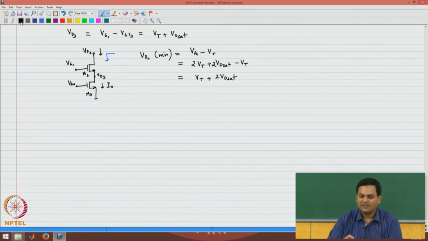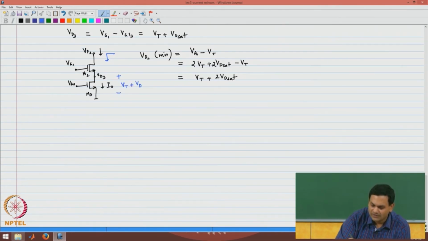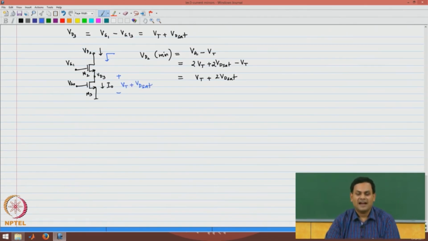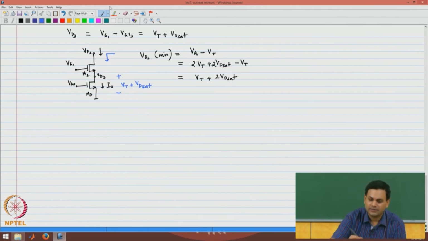Now, we have seen that VD2 minimum is VT plus 2VD sat, but note that M3 still has a voltage VT plus VD sat across it, and actually M3 can be in saturation even with a voltage of just VD sat across it. Therefore, I should be able to push down the voltage compliance of this current mirror even further. I need to do it by changing the bias voltages in the circuit.